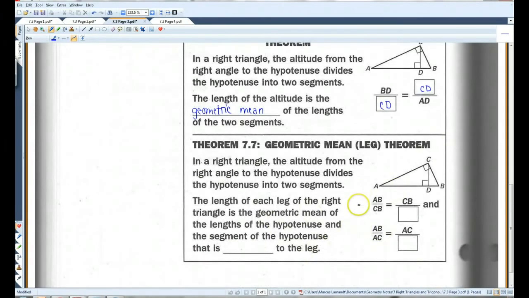Also, in a right triangle, the altitude from the right angle to the hypotenuse divides the hypotenuse into 2 segments. The length of each leg of the right triangle is the geometric mean of the lengths of the hypotenuse, and the segment of the hypotenuse that is adjacent to the leg. So AB over CB equals CB over DB. And AB over AC equals AC over AD.